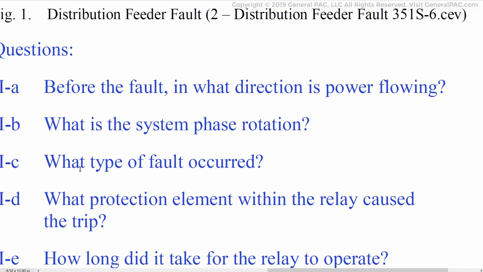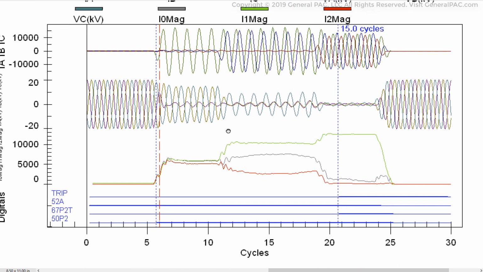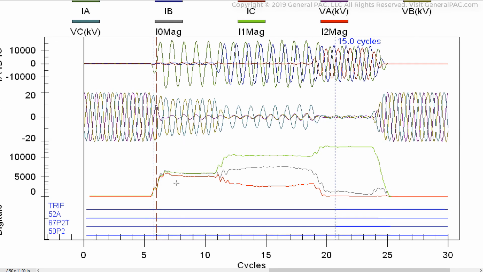What type of fault occurred? We kind of answered that. What protection element within the relay caused the trip? So let's look at these guys right here. Now, before we look at the digitals, I do want to comment on the sequence components part of it, right? So again, the sequence components are the gray, the green, and the red.